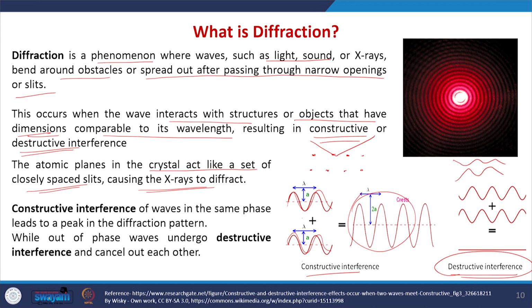From this picture you can see this red color ring. The red color ring is the constructive interference and the black color is the destructive interference. Whatever we get as the red color ring is the constructive interference, and where you are not seeing the red color ring, that is the black color, which is the destructive interference. Let us see what Bragg's law is.